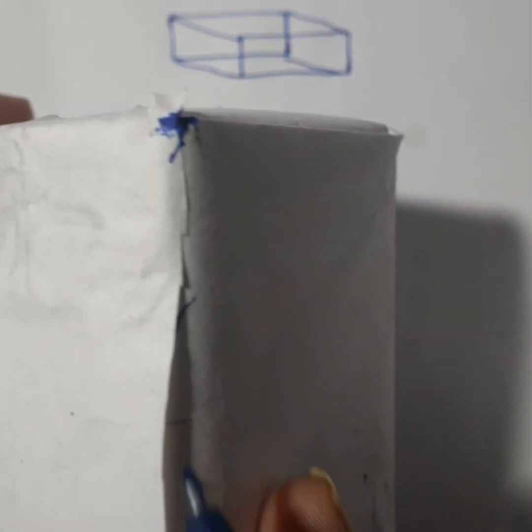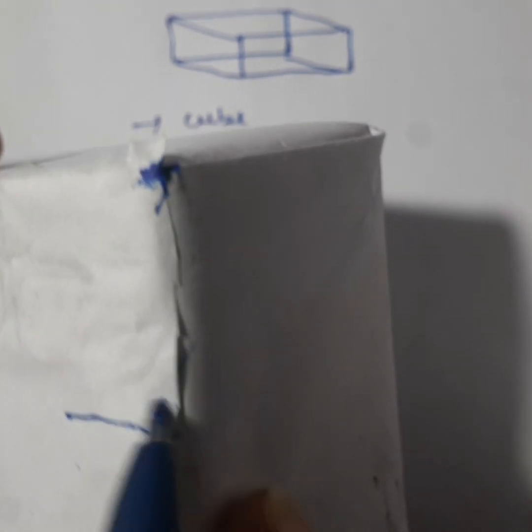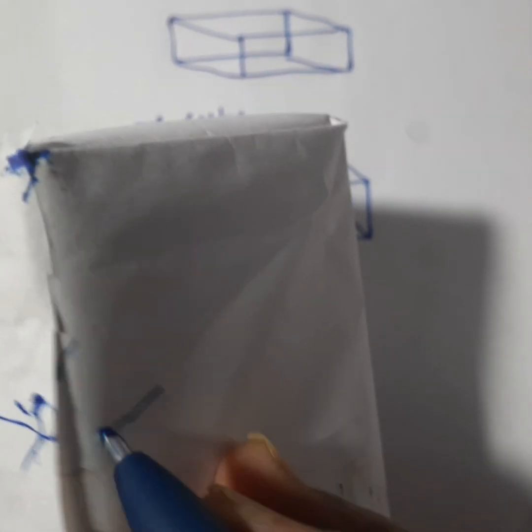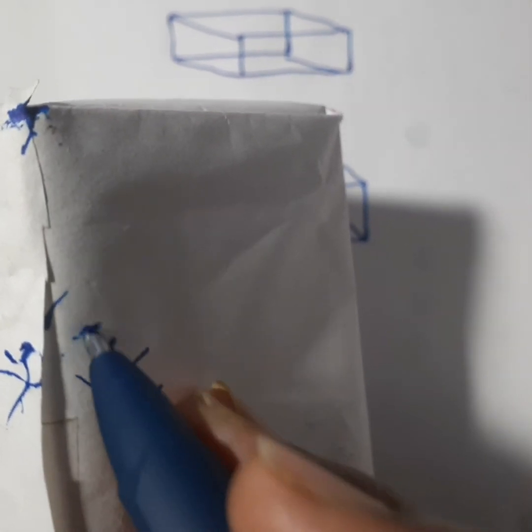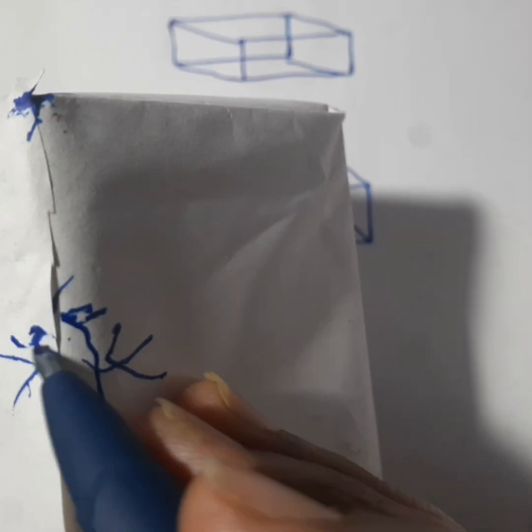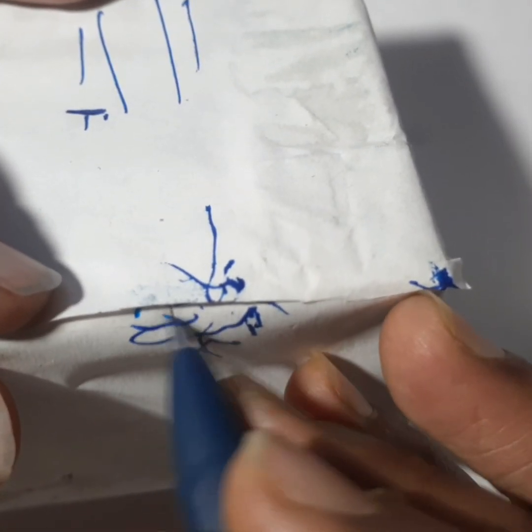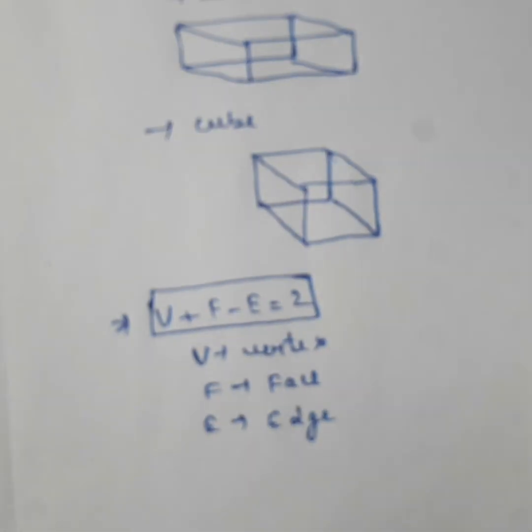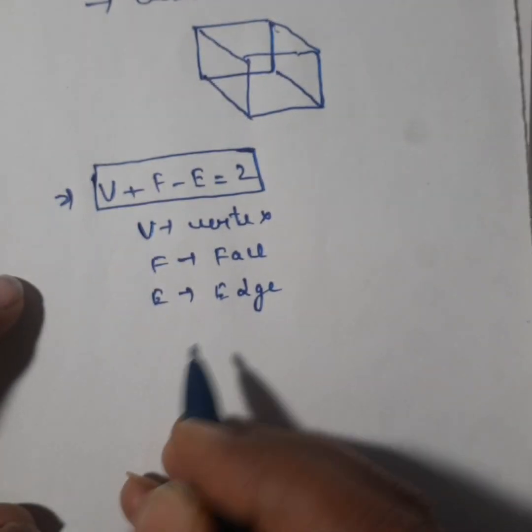And this particular line where 2 faces are joining each other is known as an edge. This is an edge.